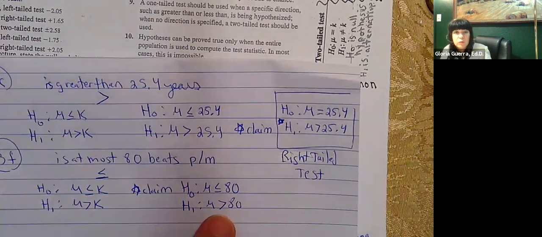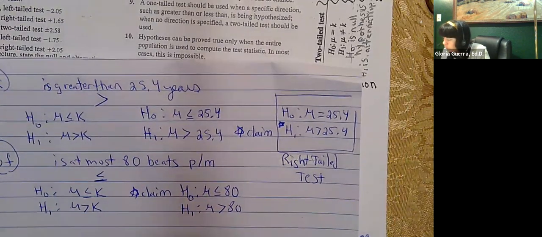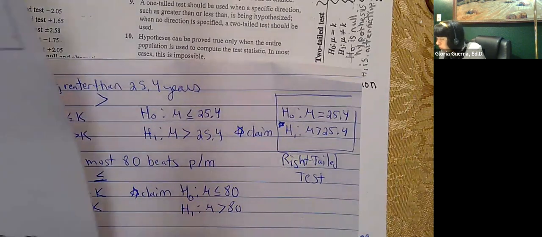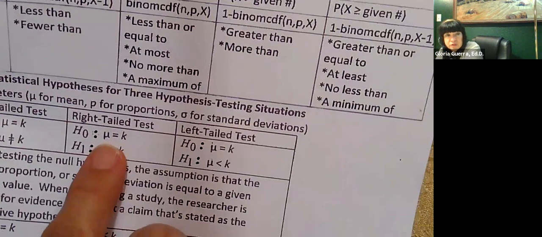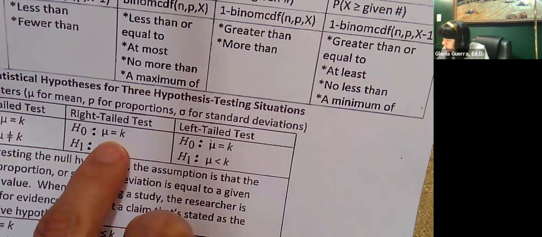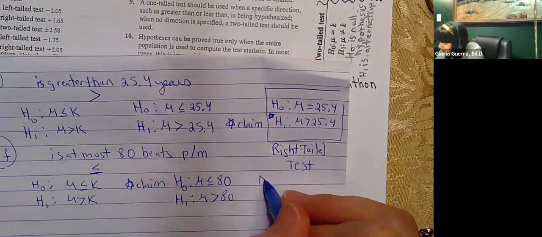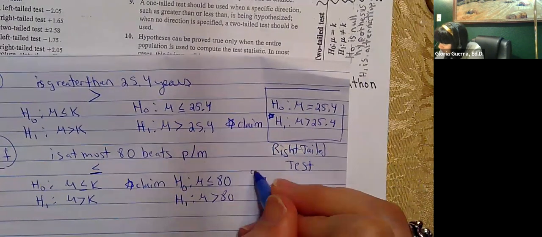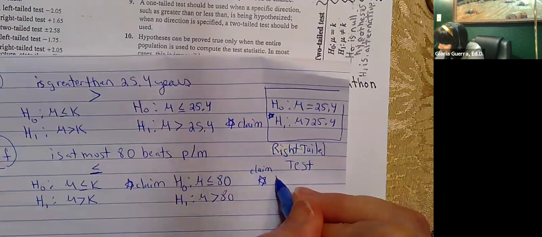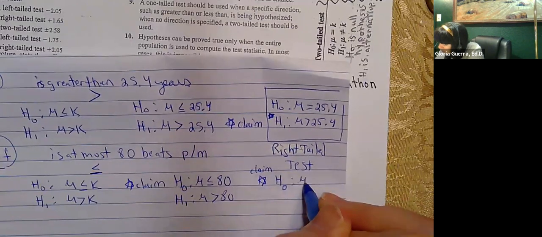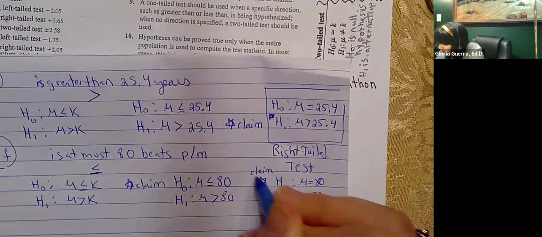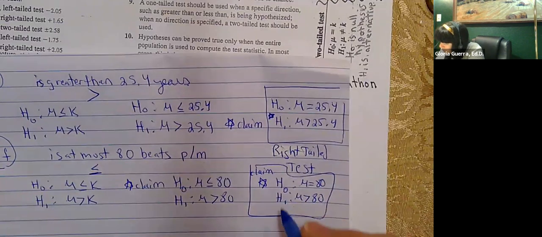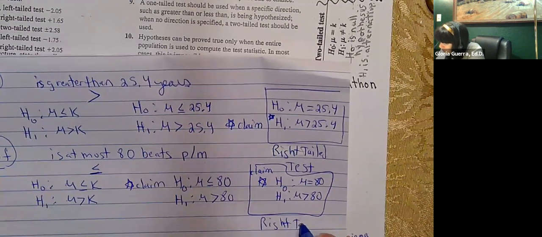But then they don't want you to stop there. We used to be able to stop there about 10 years ago. Now they want us to come up here and write it like this, and this is a right tail test. You change the null to equals. So here's my claim. Usually if you just put a star, that means that's your claim. They know that. So H sub 0: mu equals 80, H sub 1: mu greater than 80. And that one also happens to be another right tail test.